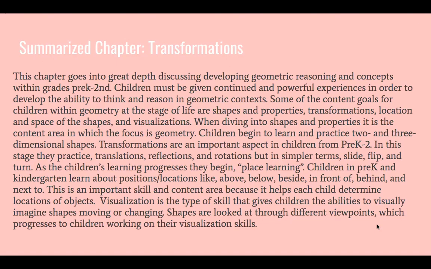Children in pre-K and kindergarten learn about position and location, like above, below, beside, in front of, behind, and next to. This is an important skill and content area because it helps each child determine the location of objects. Visualization is the type of skill that gives children the ability to visualize images, shapes moving or changing, and shapes looked at through different viewpoints, which progresses as children work on visualization skills.